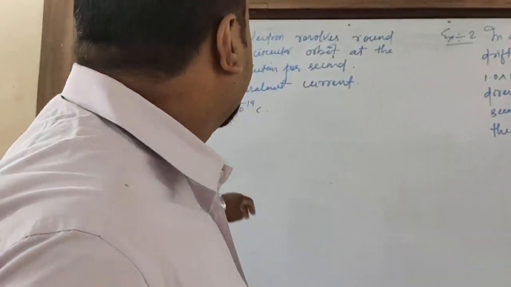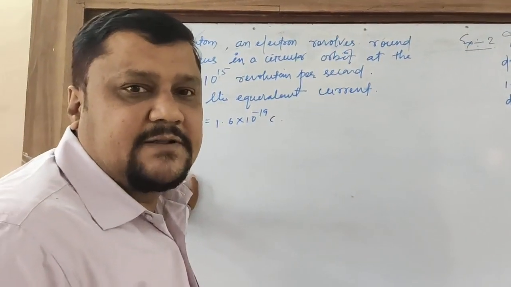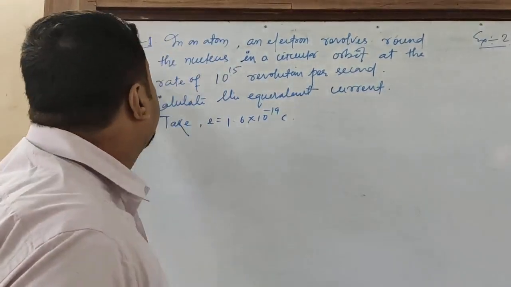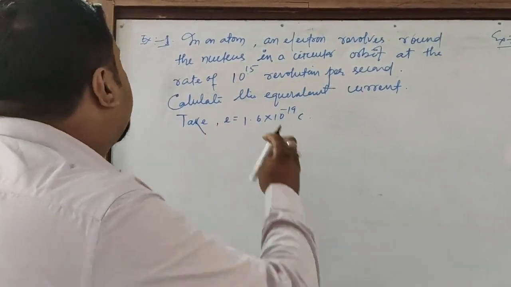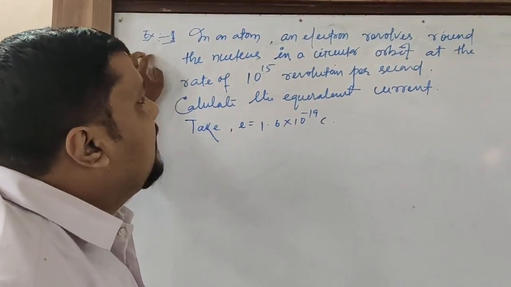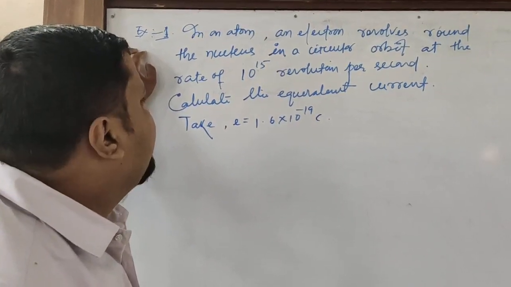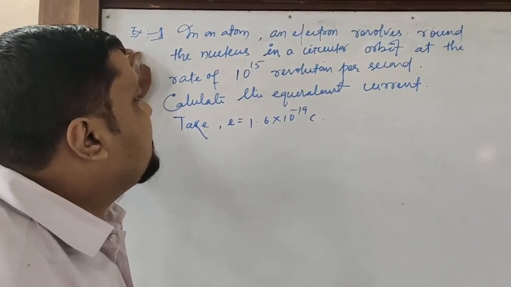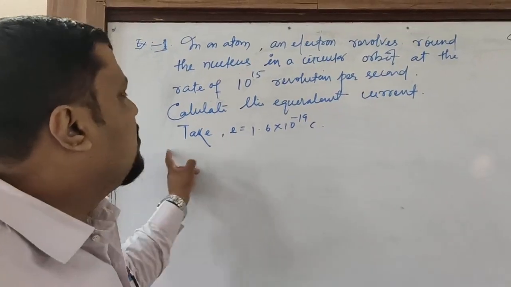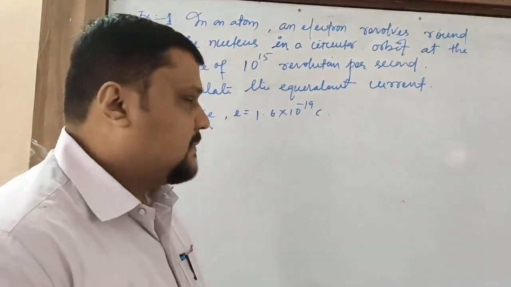Let us now solve some problems based on electric current, drift velocity, resistance, resistivity, and conductivity. One of the problems is: in an atom, an electron revolves around the nucleus in a circular orbit at the rate of 10 to the power 15 revolutions per second. Calculate the equivalent current. The charge of the electron is given, 1.6 into 10 to the minus 19 coulomb.